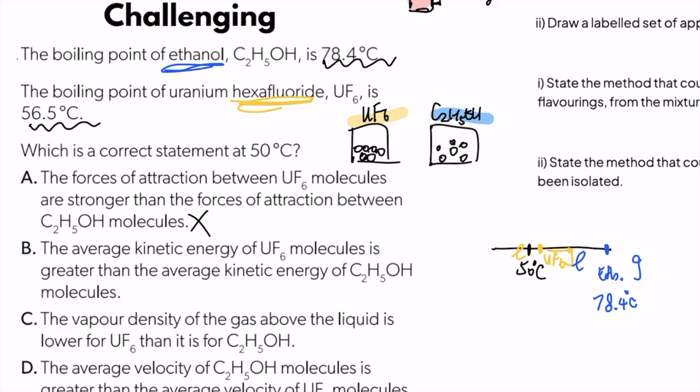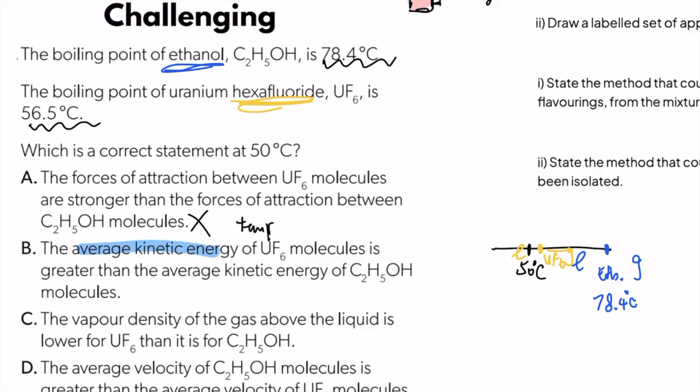Option B: the average kinetic energy of UF6 molecules is greater than the average kinetic energy of C2H5OH. So this also is not correct. For this option, we don't even really need to look at their boiling points anymore, because remember, average kinetic energy is temperature.